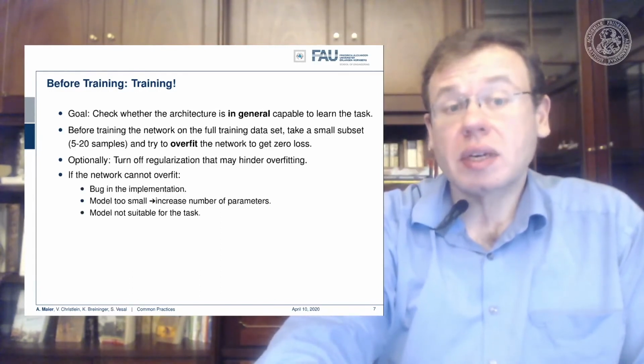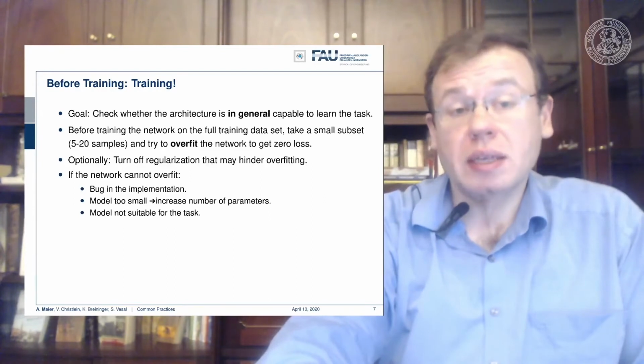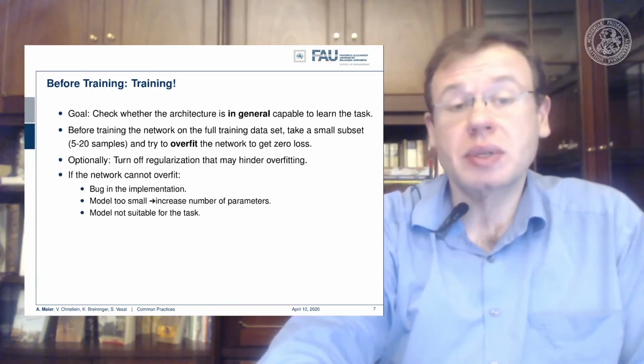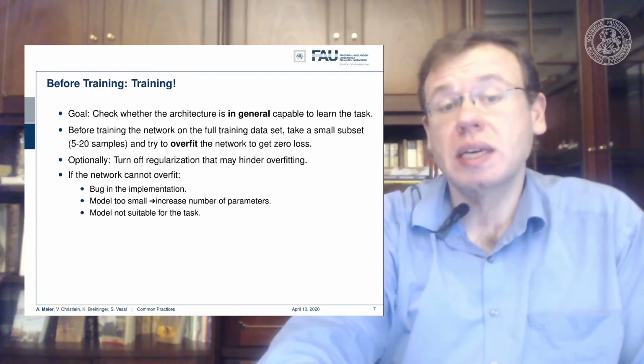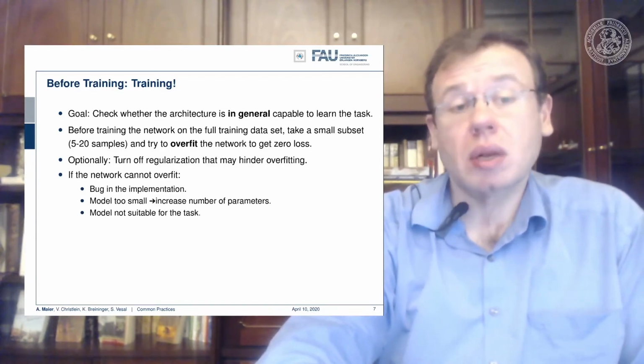Now, if the network can't overfit, you may have a bug in the implementation. Your model may be too small, so you may want to increase the parameters or the model capacity. Or simply the model may not be suitable for this task.